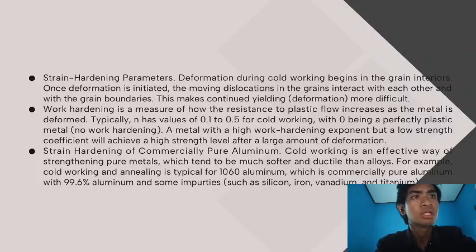sigma F and plastic strain epsilon, such that sigma F equals K epsilon to the power N, where K is the strength coefficient and N is the strain hardening exponent. From this equation, a high strength coefficient indicates a high initial resistance to plastic flow. Metal with a high K requires a large machine for deformation.